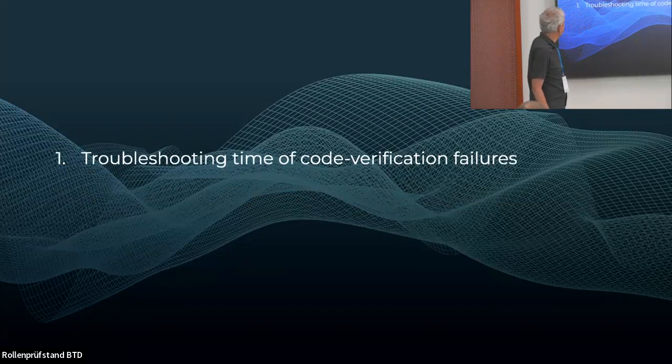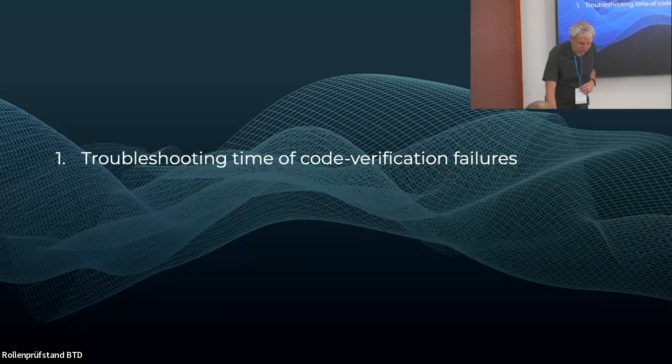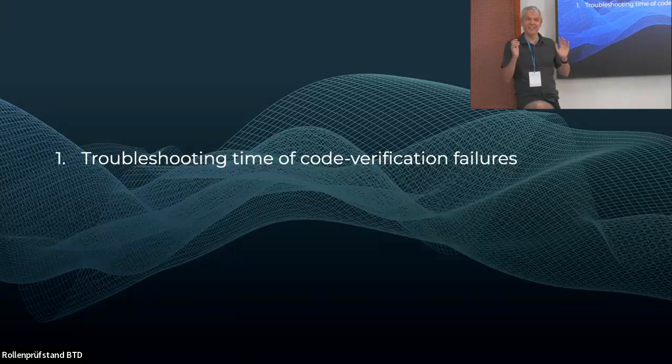How do we get there? To achieve this, we need to improve the following metrics. One is, I would say, the most harmless one: troubleshooting time of code verification failures. So I have a dialogue with my toolchain. My toolchain says to me, "Hey, something is wrong with your code," and it's actually true. Let's assume that it's not a flaky test. So we just want to accelerate troubleshooting them.